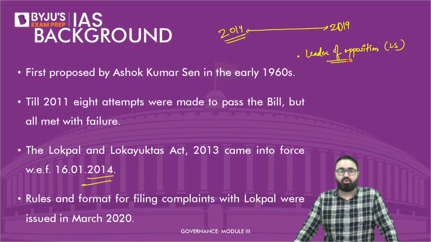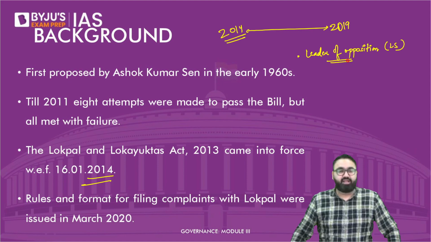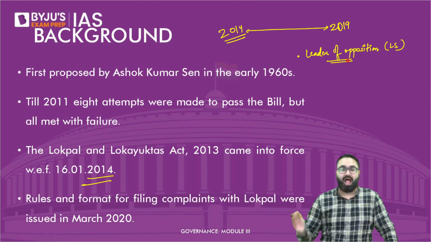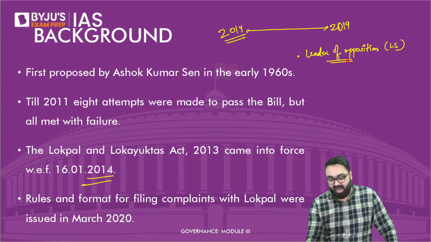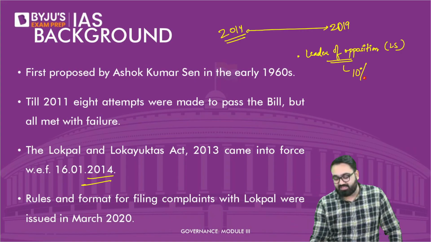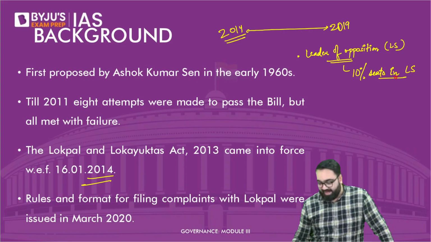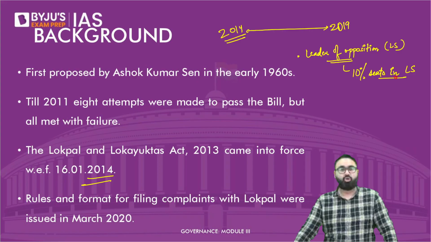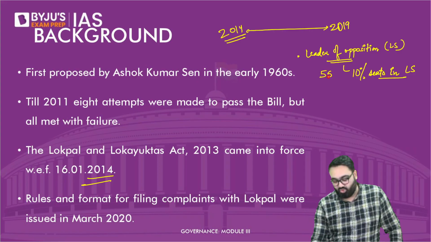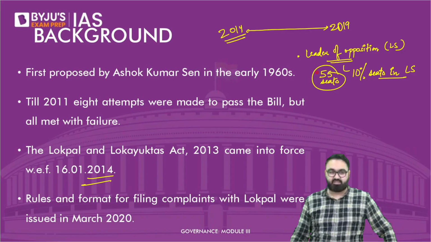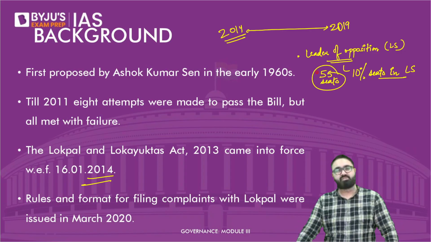Now the problem starts here. As you know, in order to have a leader of opposition, that political party must have at least 10% seats in the Lok Sabha. You need to have at least 10% seats in the Lok Sabha, in other words, at least 55 seats. Only if you have at least 55 seats in the Lok Sabha can you have a leader of the opposition.